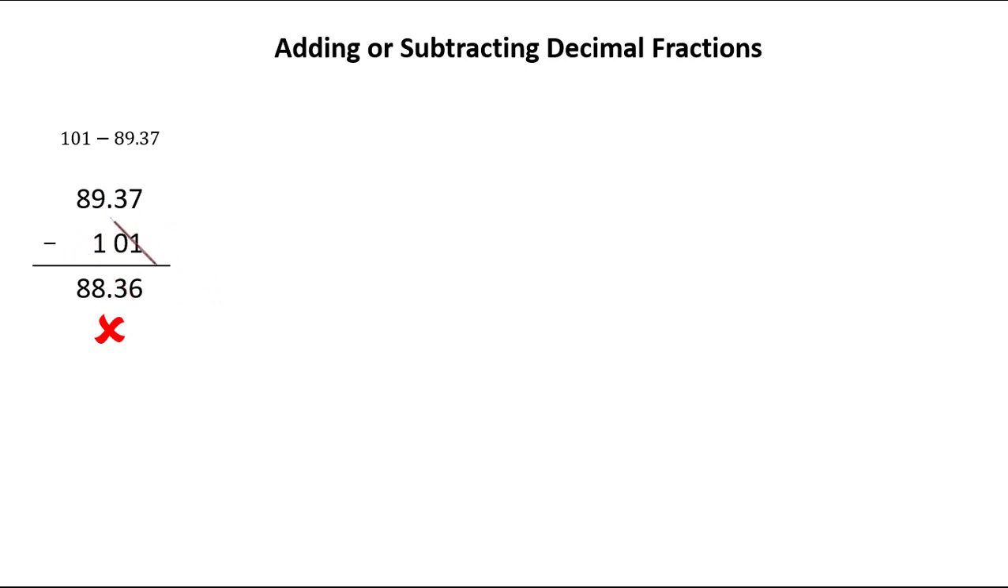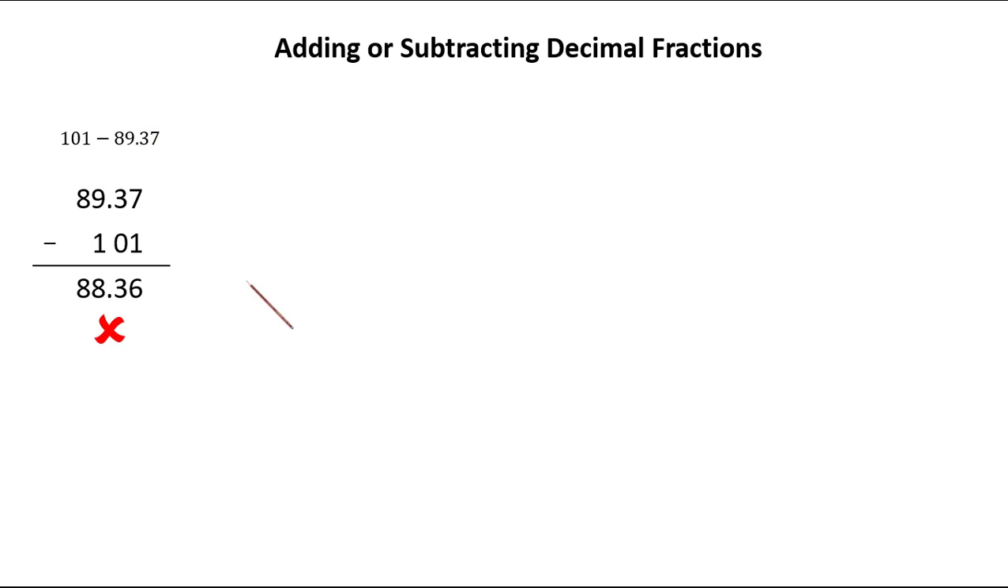and then they write the 101 afterwards underneath, and then they subtract like 7 minus 1 is 6, and 3 minus 0 is 3, 9 minus 1 is 8, 8 minus nothing is 8, and then they put the decimal point and they get 88.36. But this is absolutely wrong, because 89.37 makes 89 a 2-digit number, while 101 is a 3-digit number. And a 3-digit number minus a 2-digit number will always give a positive answer, no doubt.